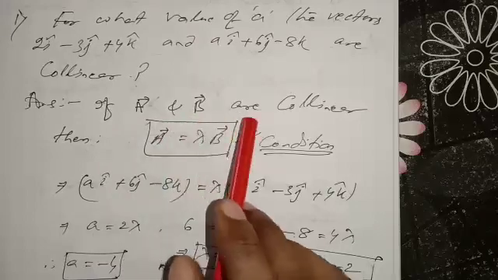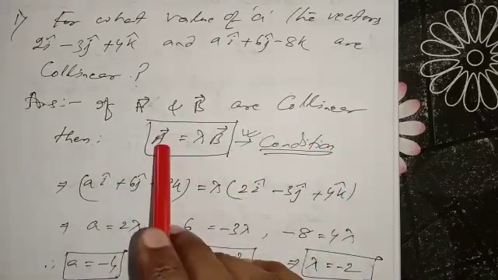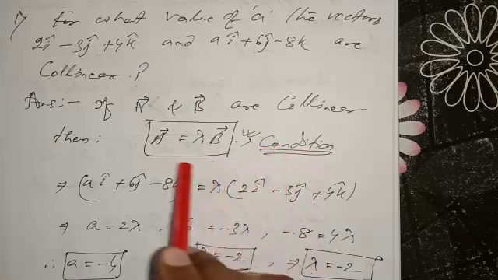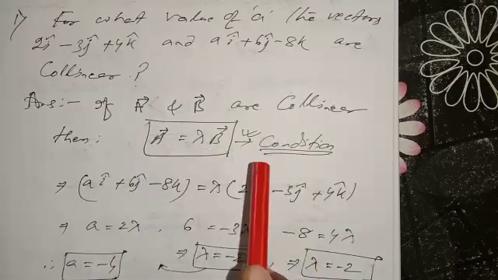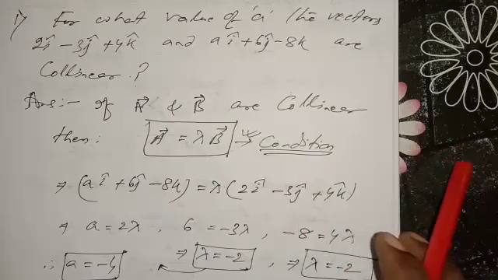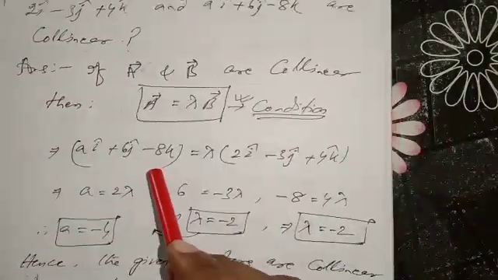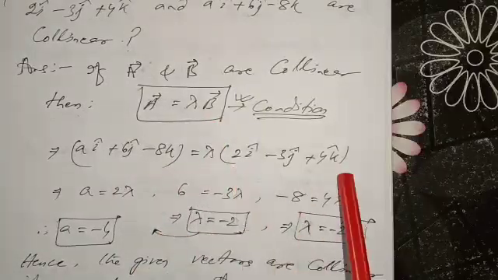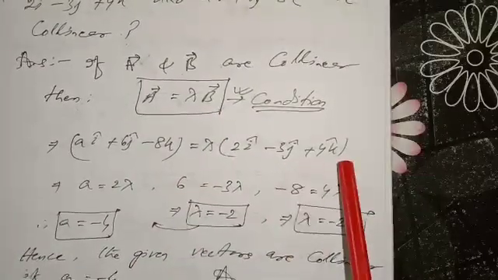If A and B are collinear, then vector A is equal to lambda into vector B. This is the condition for collinear. Lambda is a scalar quantity that you have to find out. Now put the value of the first vector, that is ai plus 6j minus 8k, equal to lambda into the second vector 2i minus 3j plus 4k.